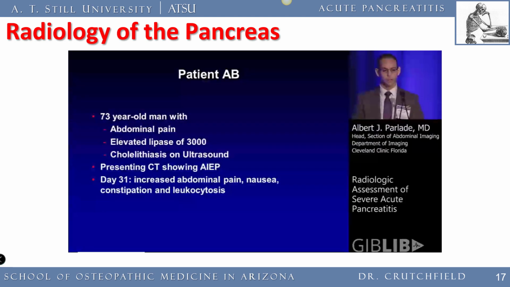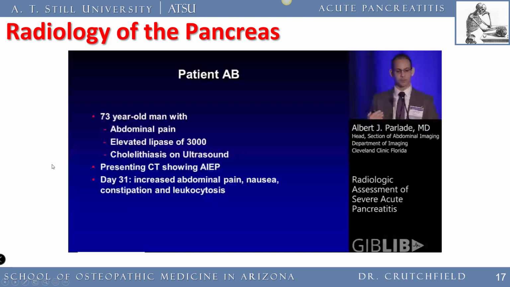So we'll start with a patient. This is a 73-year-old man. He came in to the emergency room with abdominal pain, elevated lipase of 3,000, and an ultrasound showing cholelithiasis. In the emergency room, as is normal, he had a CT scan for his abdominal pain, and it showed CT findings of interstitial edematous pancreatitis.